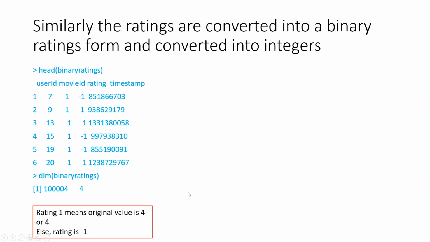Similarly, we convert the ratings into some kind of binary ratings. It doesn't have to be binary rating, but that's one way. If I use binary ratings, I will be using Jaccard distance. Everybody understand that? There are different distances, right?